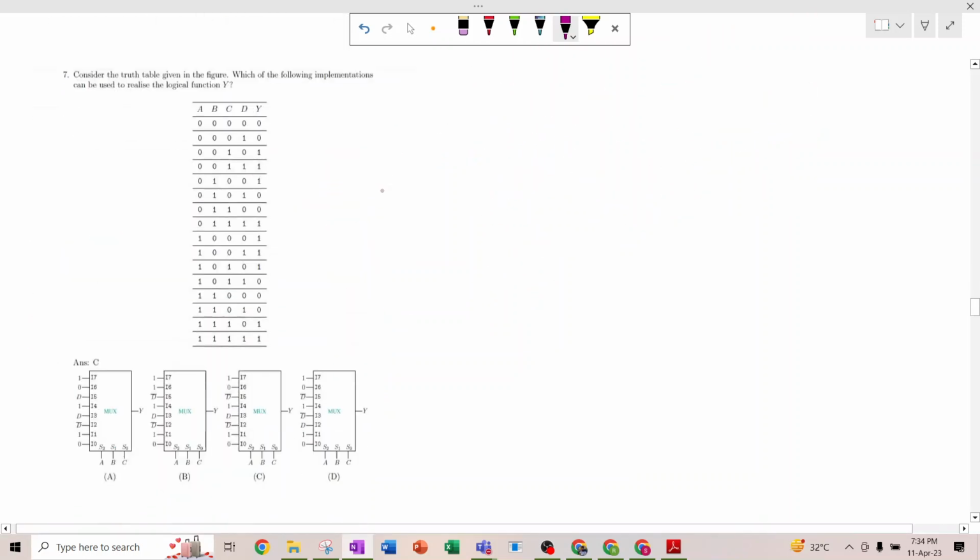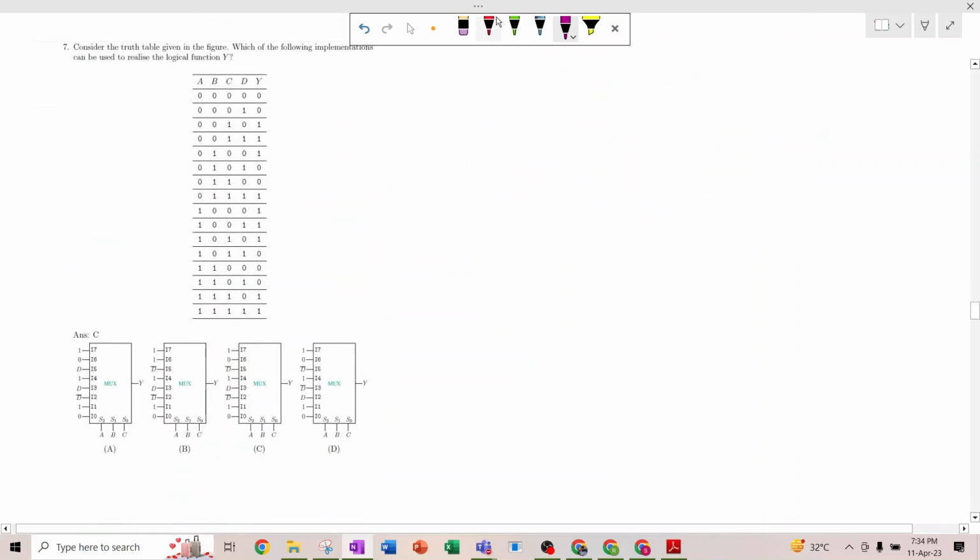Okay, I am moving to the next question. Here also the same thing, consider the truth table given in the figure. Which of the following implementations can be used to realize the logic function Y? So here similar is the thing, that is the marks here. At first we will see what can be the answer.